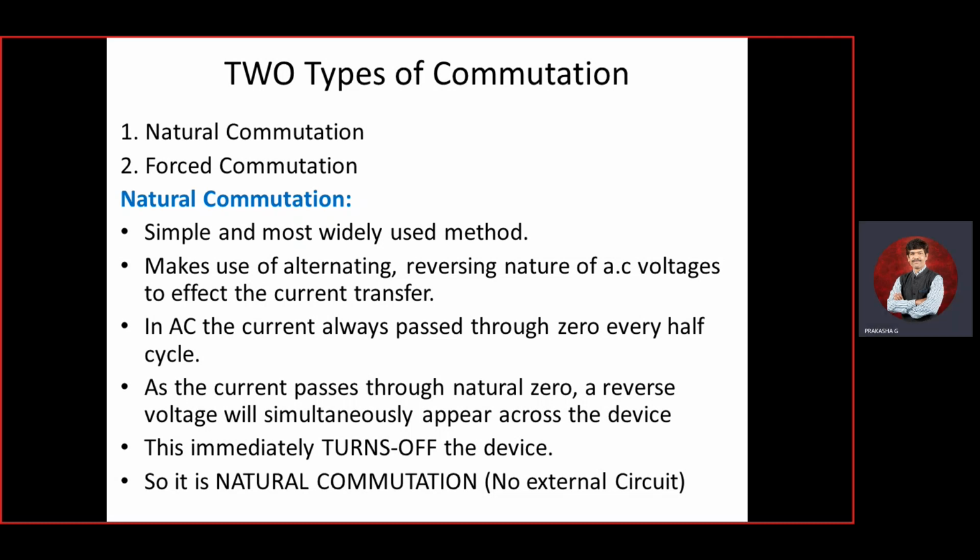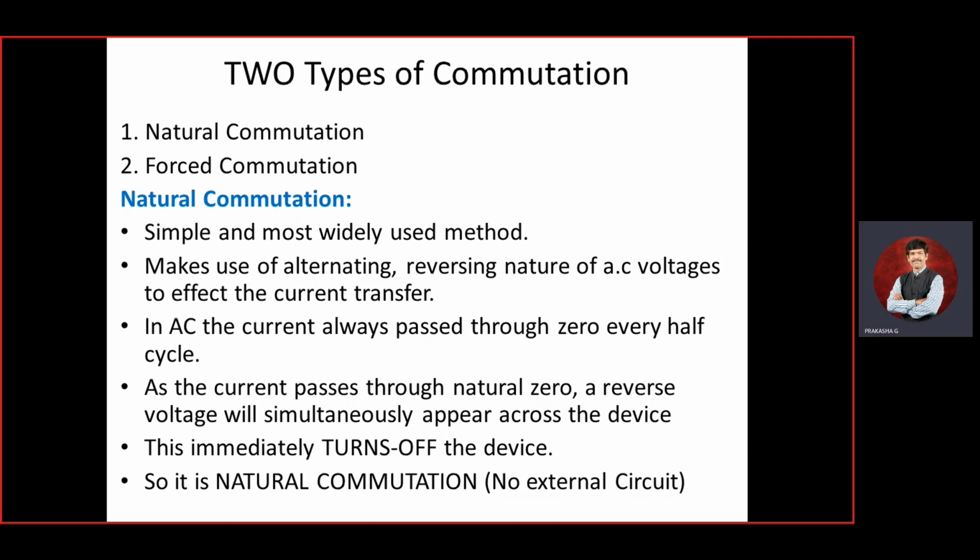I'm going up, keep on moving up. Okay, up to maximum is done, then it comes back to 0. As it goes to 0, the reverse voltage appears there. As the reverse voltage appears, obviously the thyristor will go to the off state. This immediately turns off the device. Getting what I am telling?